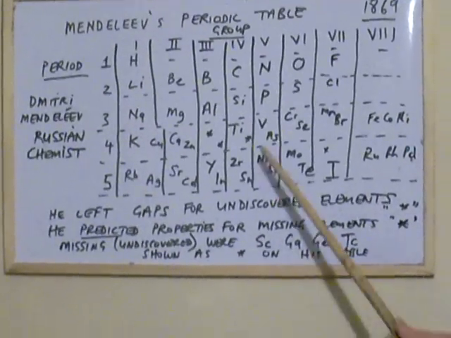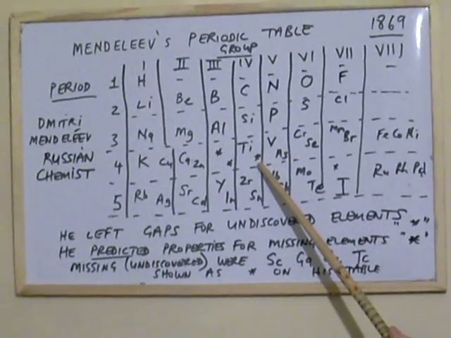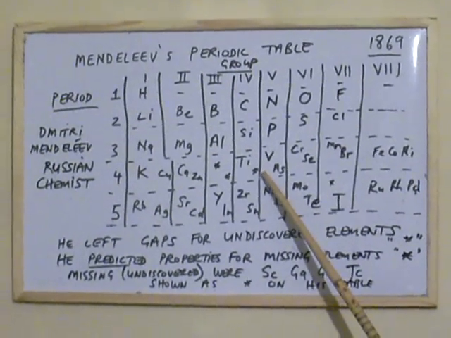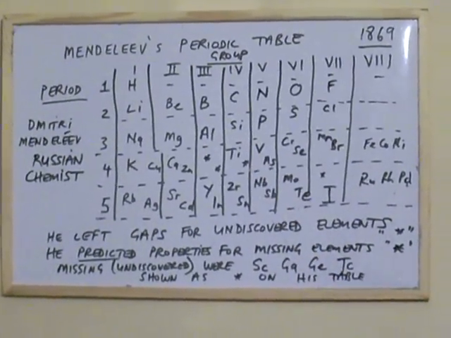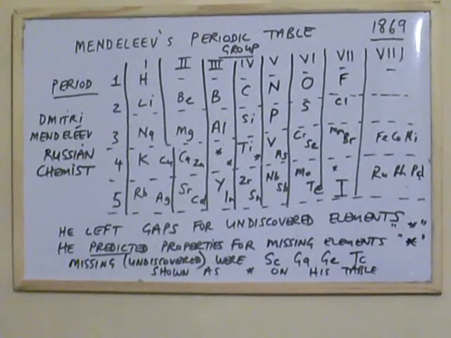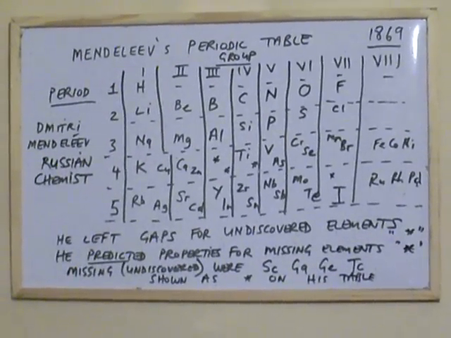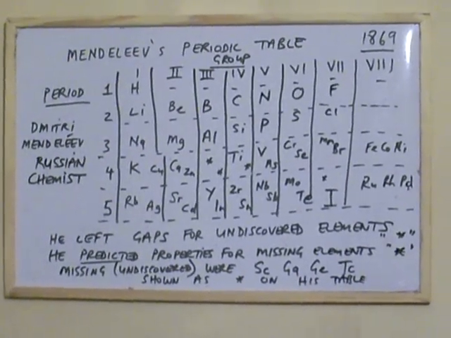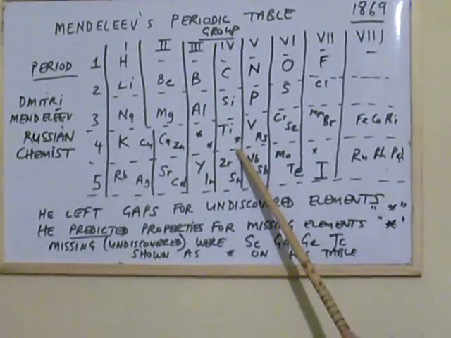He said the density of this element would be about 5.5 grams per centimetre cubed. The real one is 5.47. He said its relative atomic mass would come out about 73.4. The real element, 72.6. He said its melting point would be higher than 800 degrees centigrade. It comes out at 958 degrees centigrade.